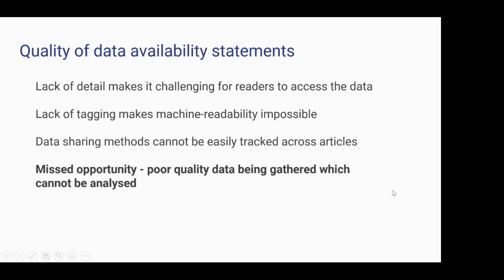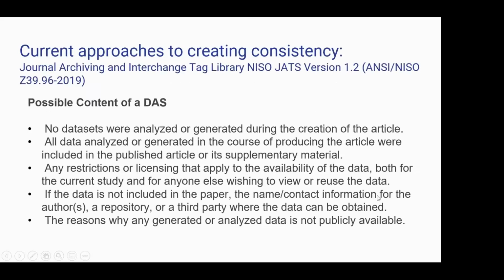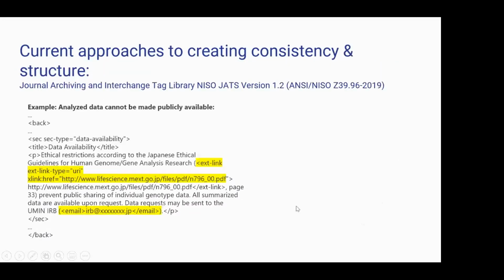So I just wanted to flag a couple of initiatives that have looked at how we can format data availability statements in a way that's a bit more useful. The first one is part of the Journal Archiving and Interchange Tag Library, JATS. It's an XML standard for tagging information in a research article. They do provide tags that let the publisher tag different parts of a data availability statement to make them machine readable. So just very quickly to show you.